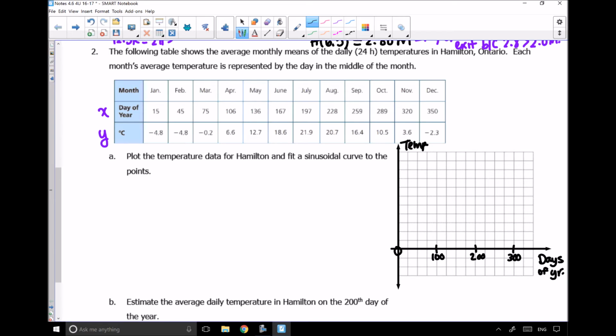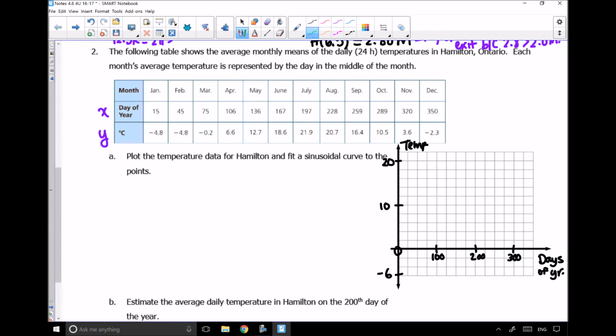So I'm going to, I think, go by twos. So 2, 4, 6, 8, 10. We'll put 10 here, 2, 4, 6, 8, 10. We'll put 20 here, and then we'll just say that this right here is negative 6. Okay, so let's go ahead and plot our points.